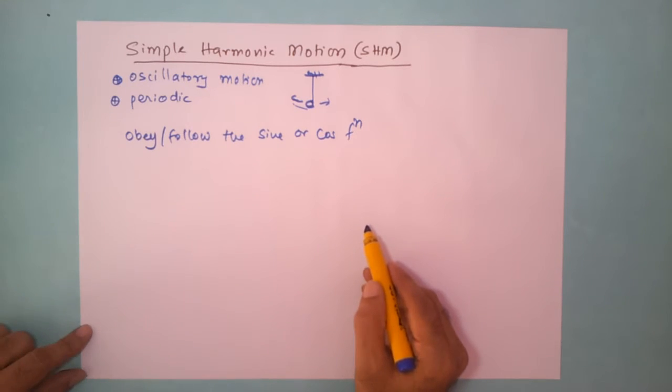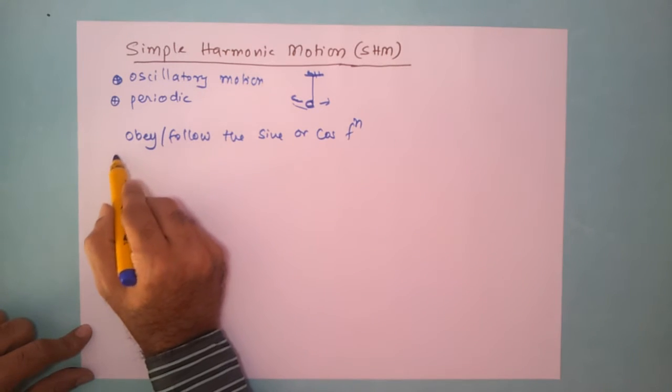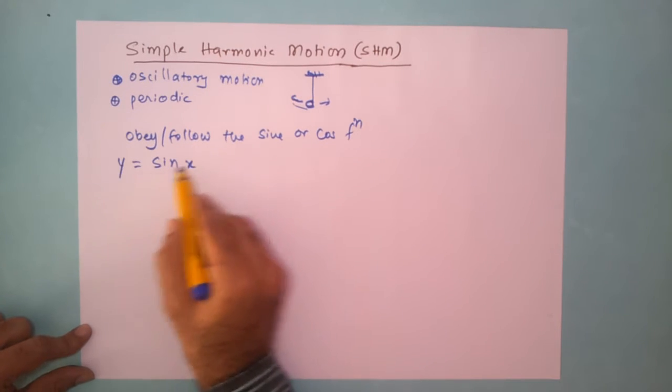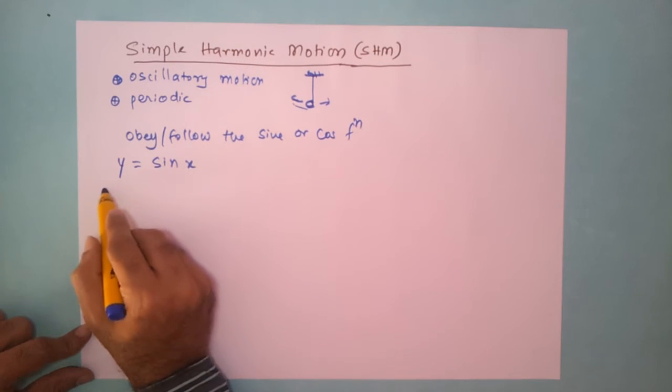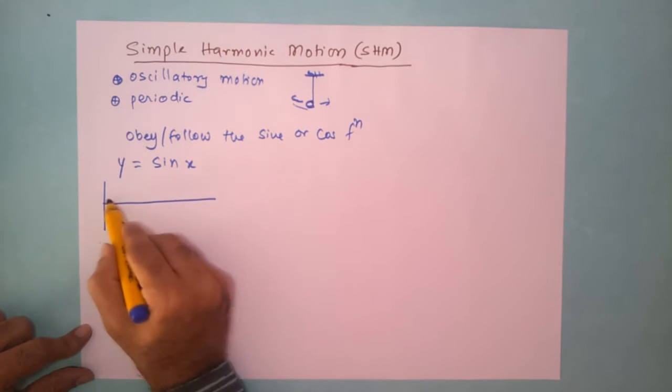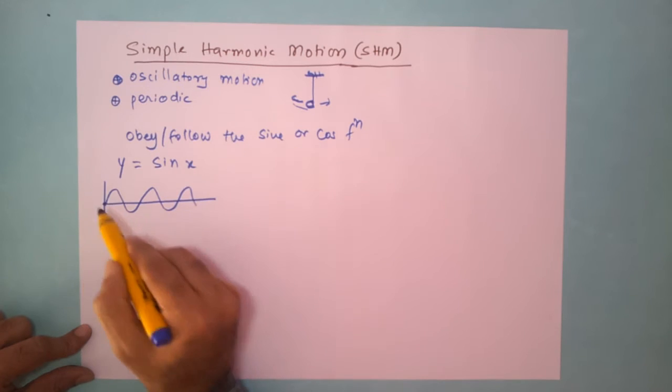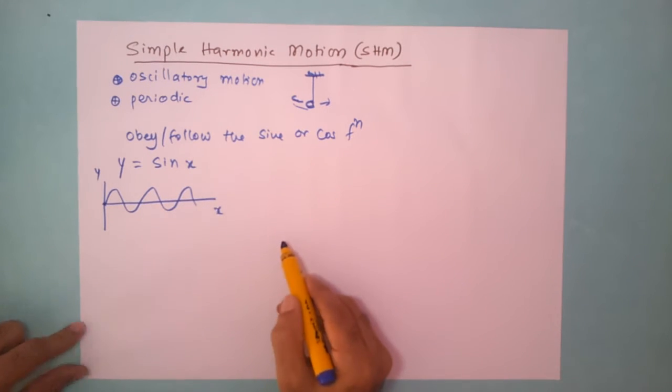In trigonometry, you would have studied the sine function and the cos function. Let us say for example, y is equal to sine x. And if I plot a graph of y versus x, I'll get a curve something like this. So this is y and this is, say for example, x.